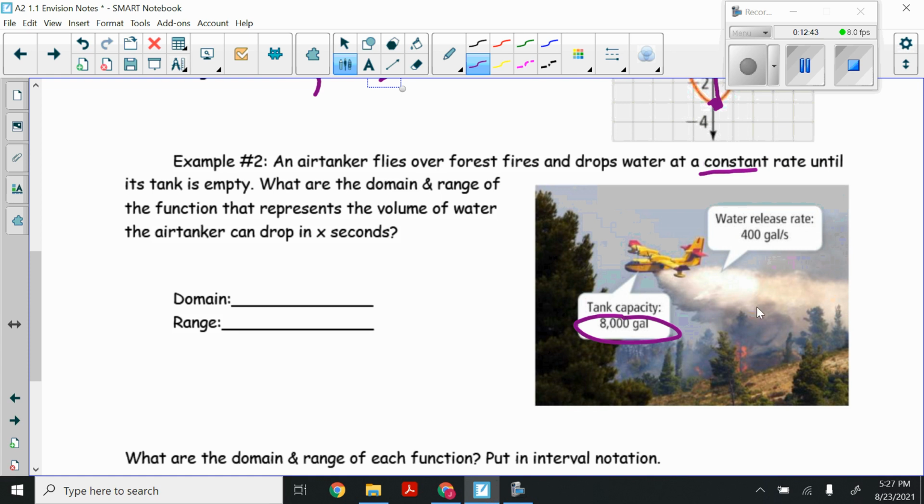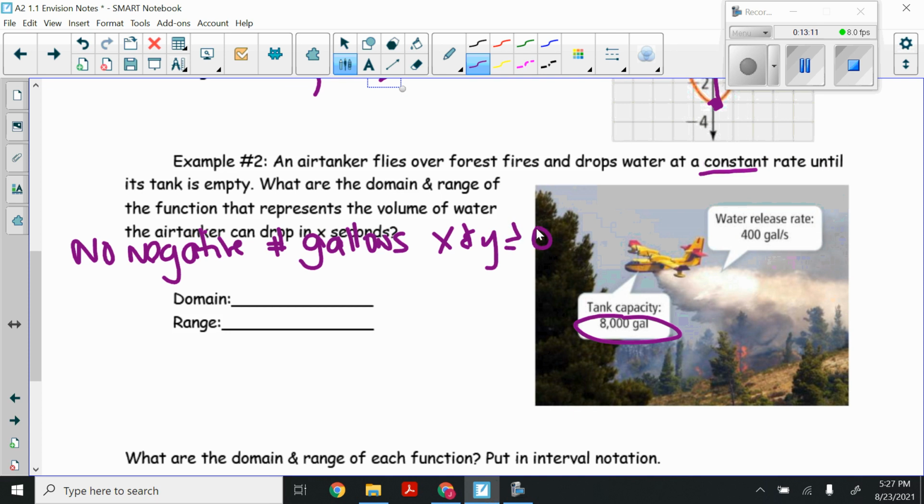We need to think about, can I have negative, okay? So if we're going to fill this tank, can I fill a tank with a negative amount of gallons? No. So we know there will be no negative number of gallons, right? We can't have a negative amount of something. So we know that x and y both have to be greater than or equal to 0.